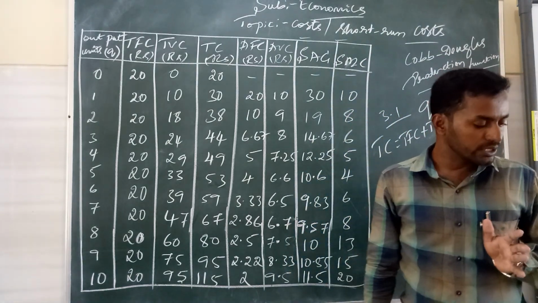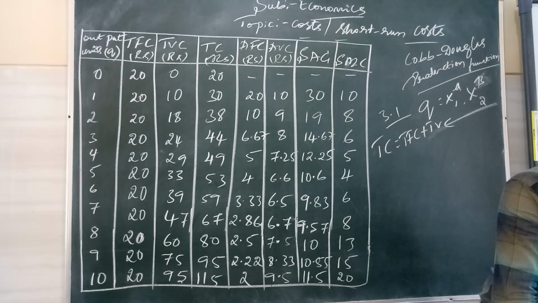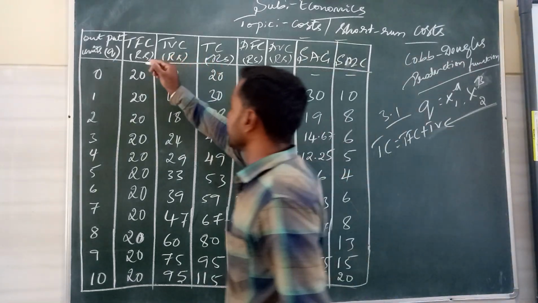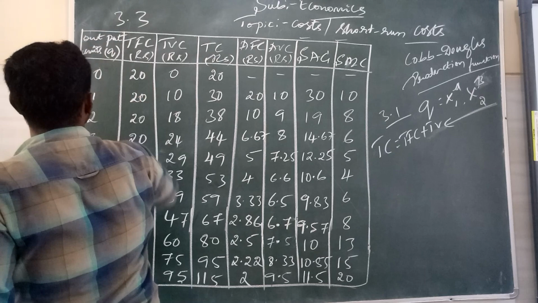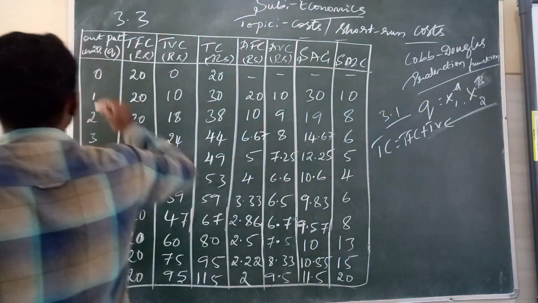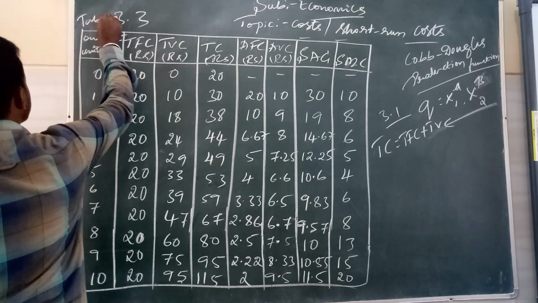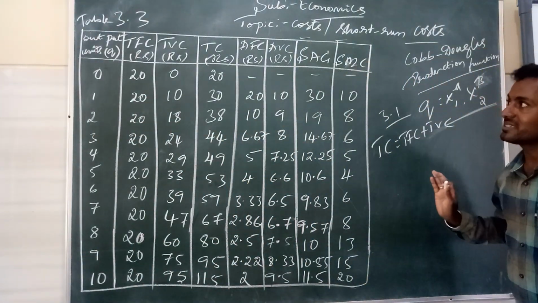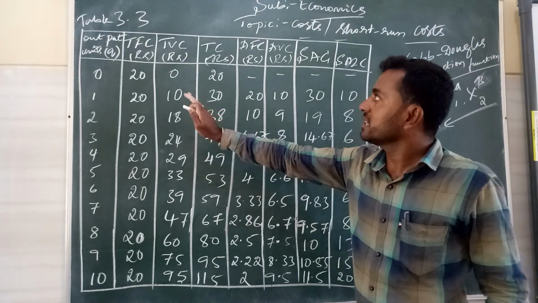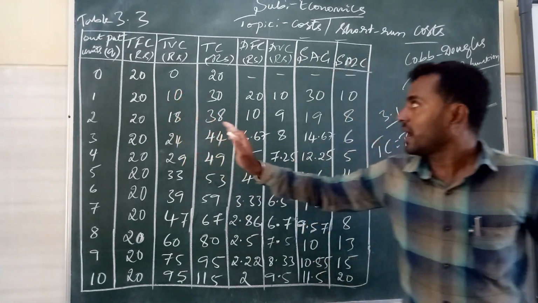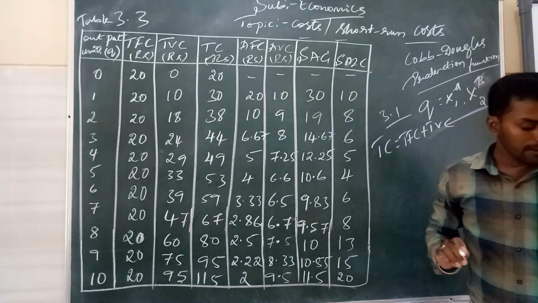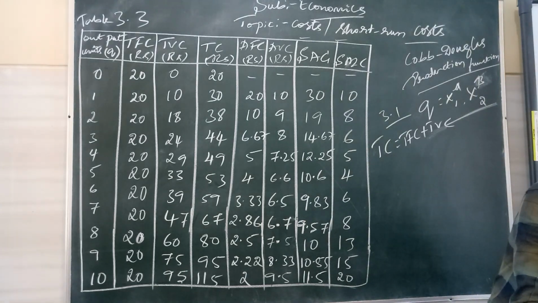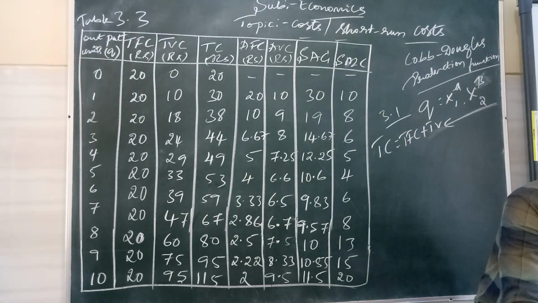That is TC. Then the table number 3.3. With table number 3.3, we are going to discuss the short-term cost. We have already discussed TFC, TVC, and TC. In table 3.3 we have an example cost function of a typical firm. The first column shows the different levels of output.